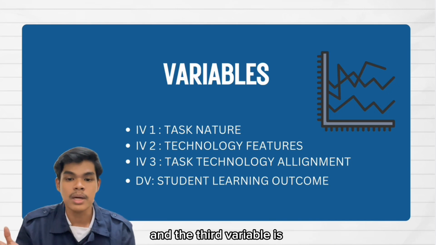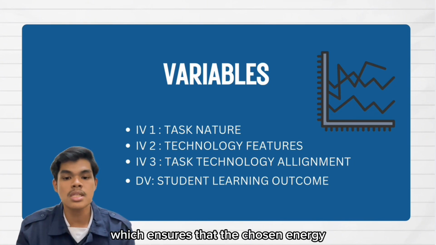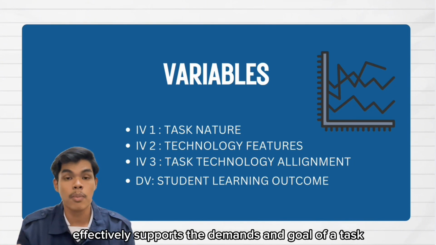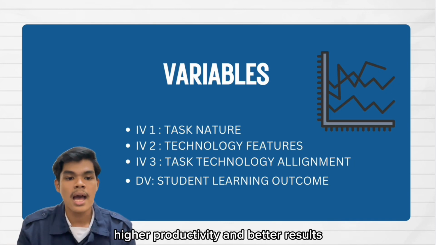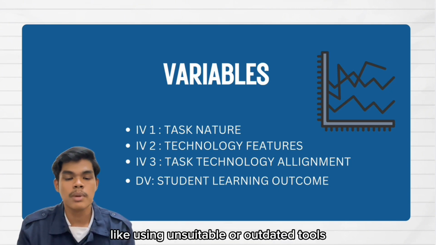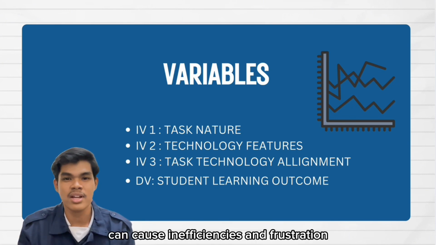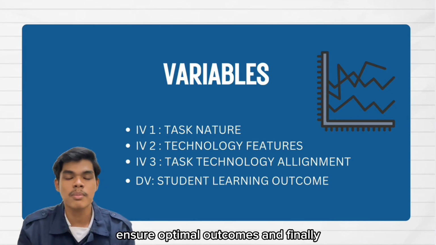And the third variable is task technology alignment, which ensures that the chosen technology effectively supports the demand and goal of a task. Proper alignment results in smoother workflows, higher productivity, and better results. However, poor alignment, like using unsuitable or outdated tools, can cause inefficiencies and frustration. Aligning the task with the right technology ensures optimal outcomes.